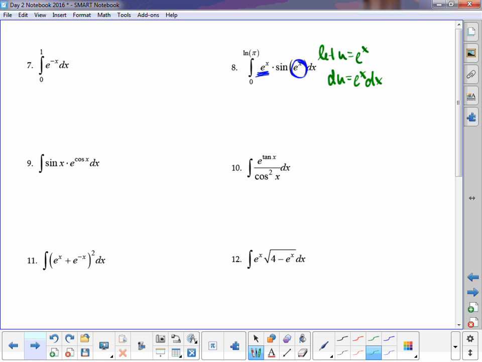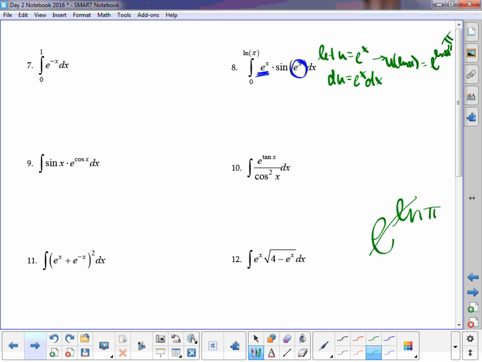And you guys said we also have to change our bounds. So let's see, we have u of natural log of pi, which is the same thing as e to the natural log of pi, which is what? Pi. E and natural log are inverse operations. They undo each other, so we're left with just pi.